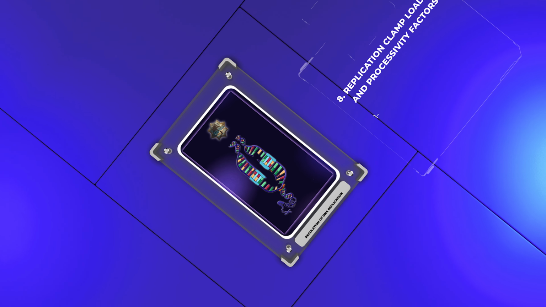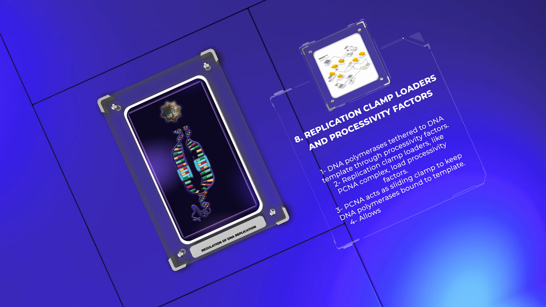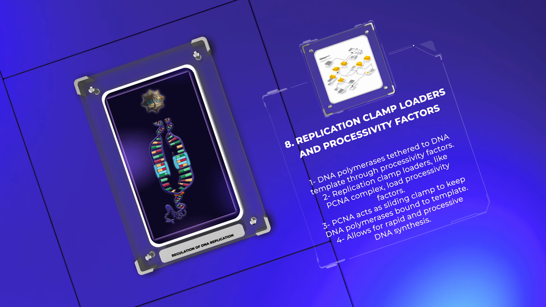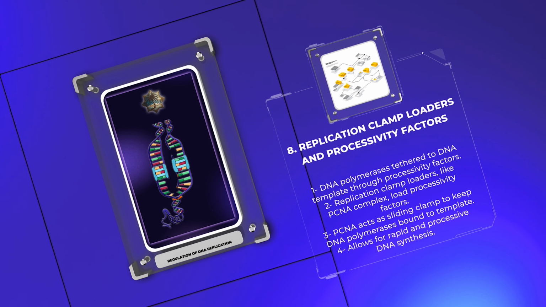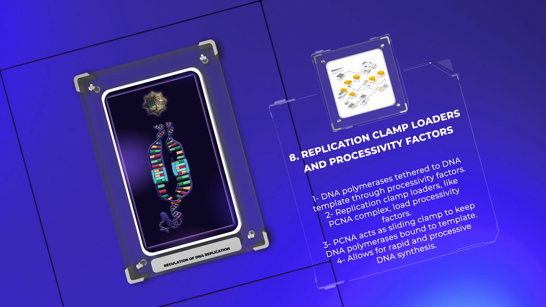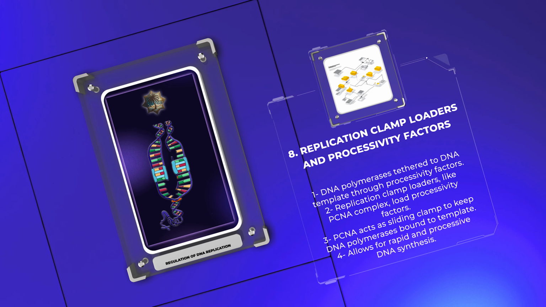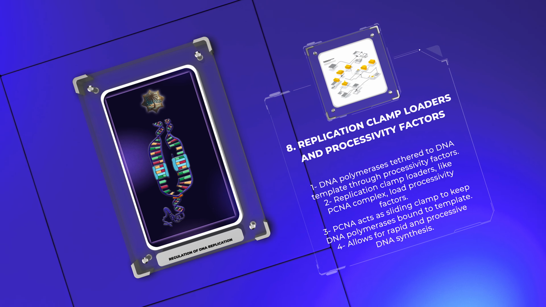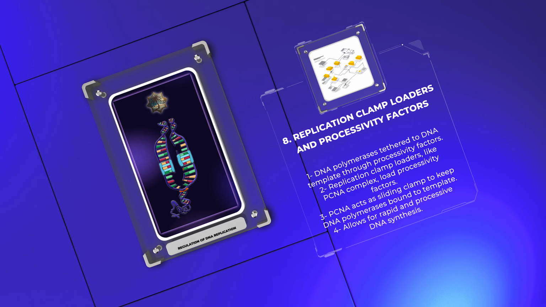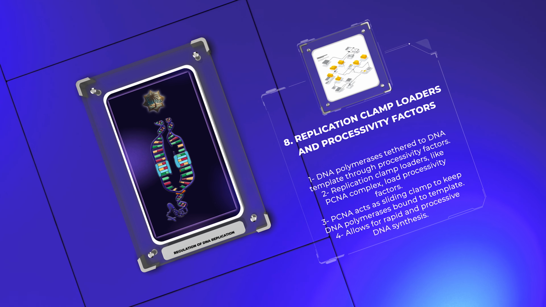To enhance replication efficiency and speed, DNA polymerases are tethered to the DNA template through processivity factors. Replication clamp loaders, such as the proliferating cell nuclear antigen, PCNA, complex, play a crucial role in loading processivity factors onto DNA strands. PCNA forms a ring-like structure around the DNA, acting as a sliding clamp that keeps DNA polymerases bound to the template for extended periods.